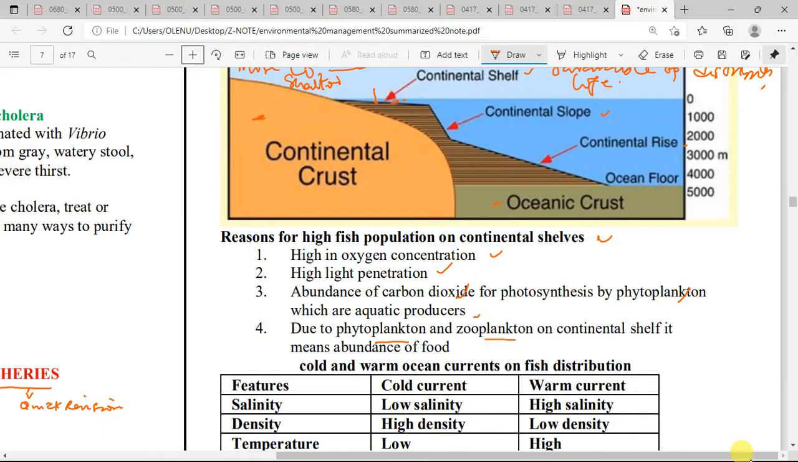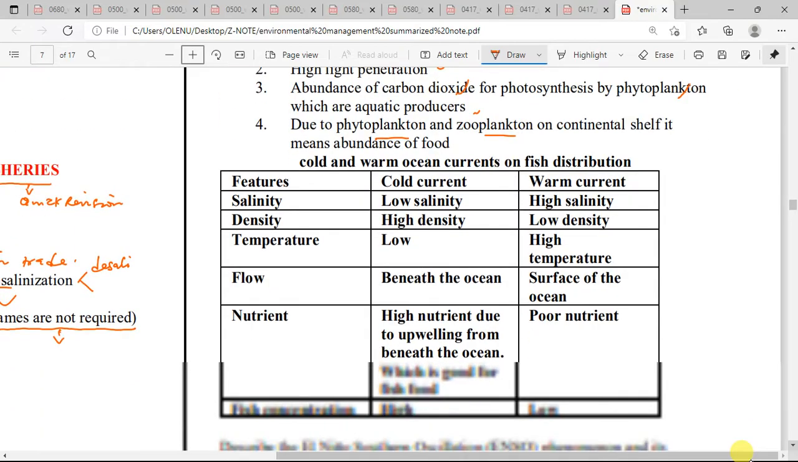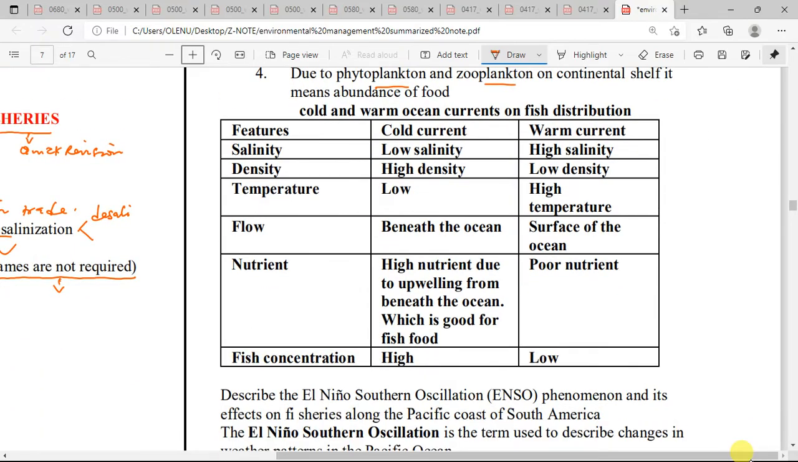Now, due to phytoplankton, there are a lot of zooplankton on the continental shelf because it has a high abundance of food. Now, another reason that affects fish distribution within the ocean is the concept of cold and warm ocean current on fish distribution. So the cold and warm current that we've just looked at have a major impact on fish distribution. One of those impacts is salinity.